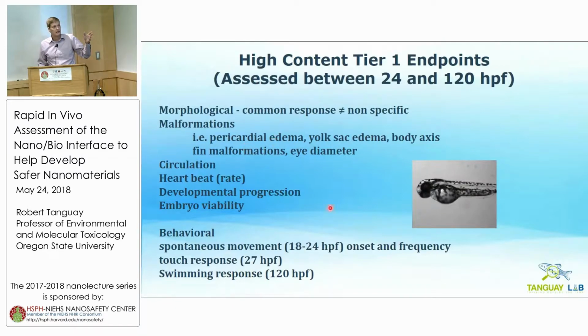You'll see things like edemas of the yolk and the heart. The axis is bent in the animal. You get malformations of the fin and the eye diameter, circulation failure, heartbeat, and so on. So you see all of these effects and changes in behavior. These don't tell you anything of what you hit, what target, or how it happened. All it tells you is take a closer look.